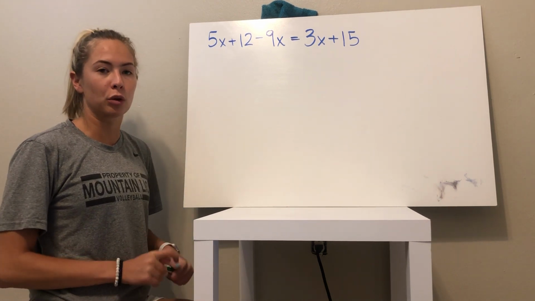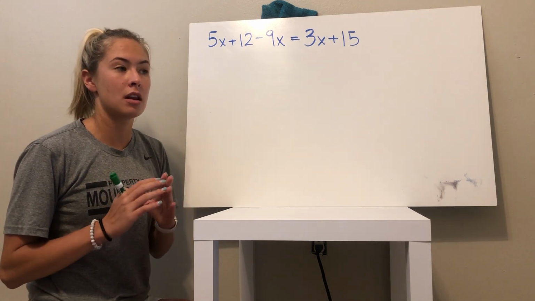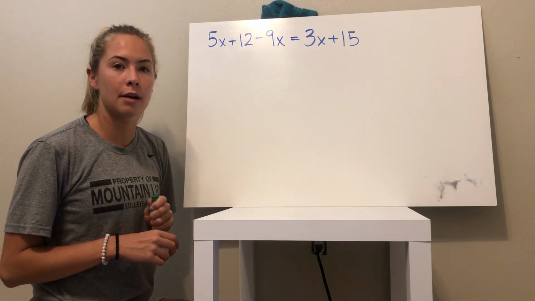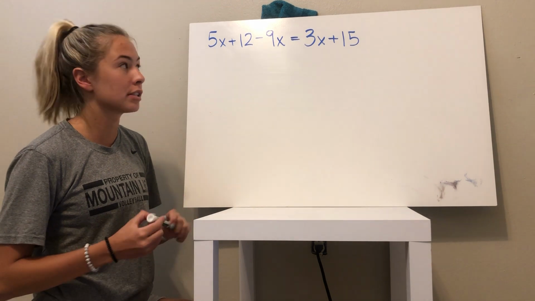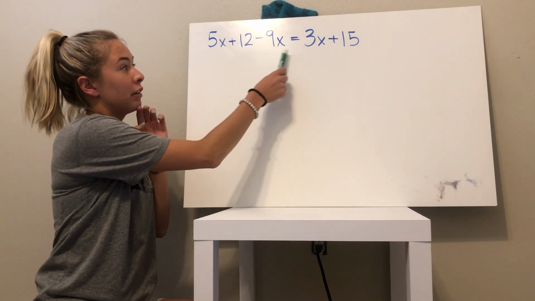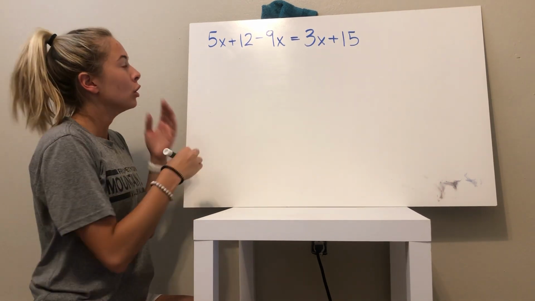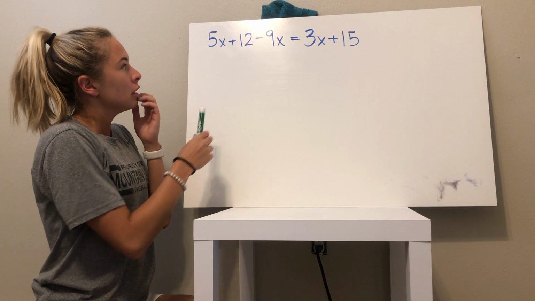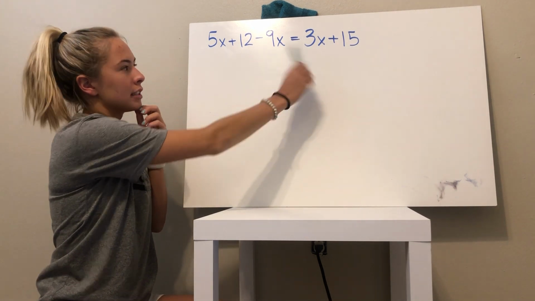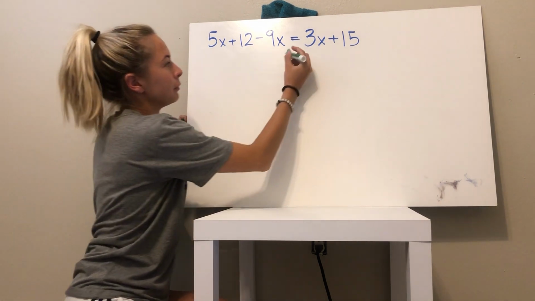So here we have another multi-step equation, but this one has an extra step that none of the ones we've done before have had. Notice how now we have 3 variable terms. They're all the same variable, but there are 3 different terms. There's 2 on this side and 1 on this side. We're actually going to leave this right side alone for now.